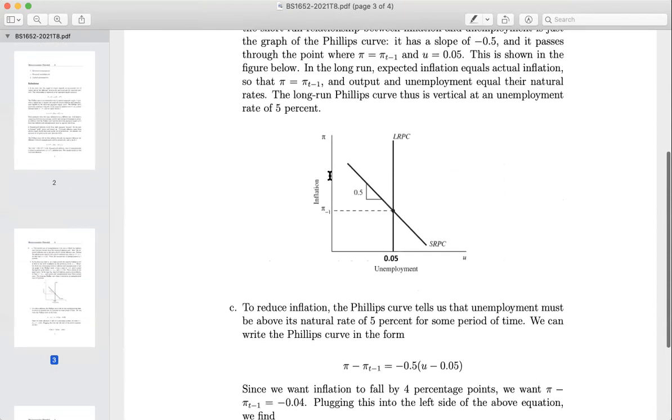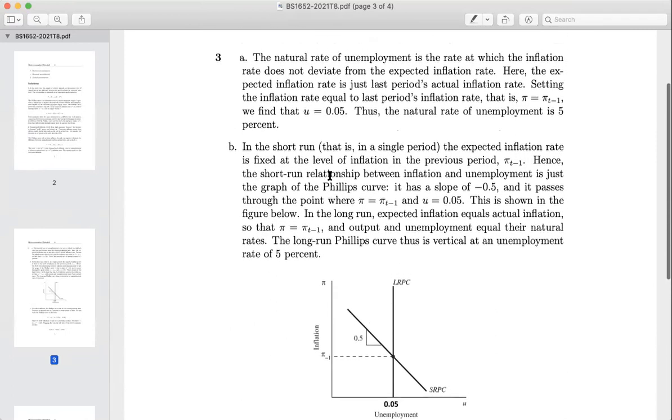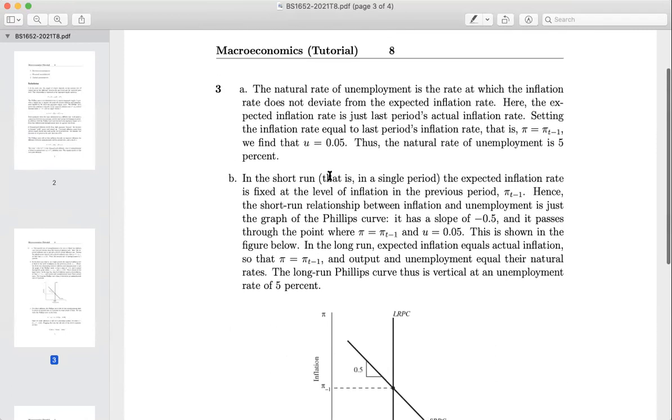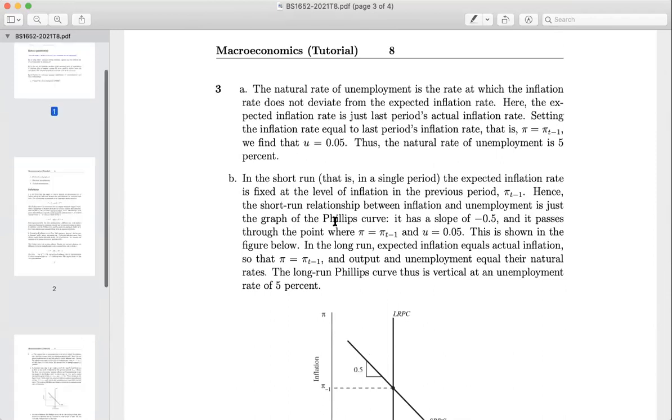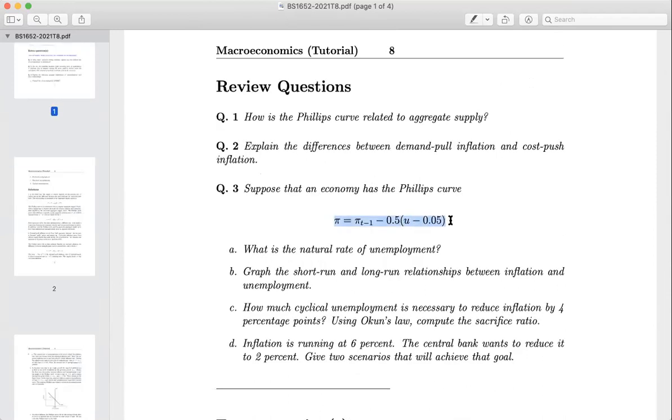In the third question, we are basically given this equation. So let me just move to the question. We're given this equation, and we were asked to find out the natural rate of unemployment. At the natural rate of unemployment, this pi will be equal to this one, the expectation about inflation. If these two are equal, then this will cancel this, and we'll have one equation with one unknown, which is the unemployment rate.